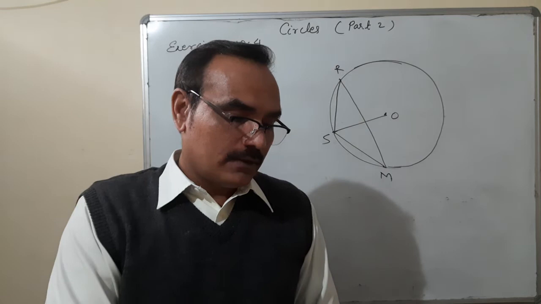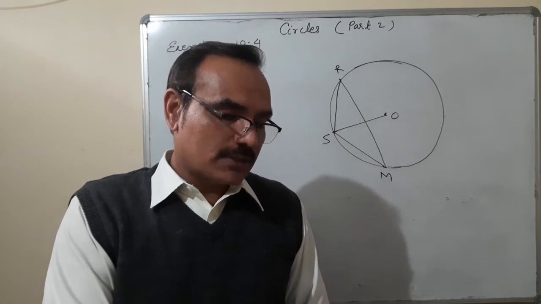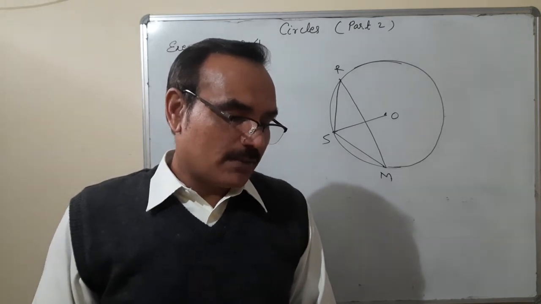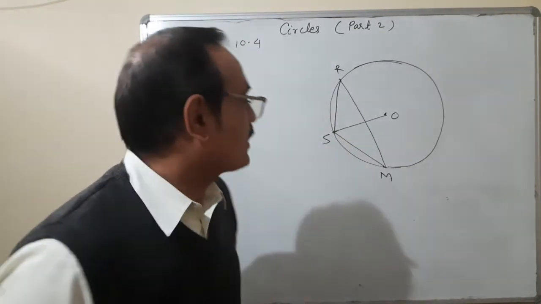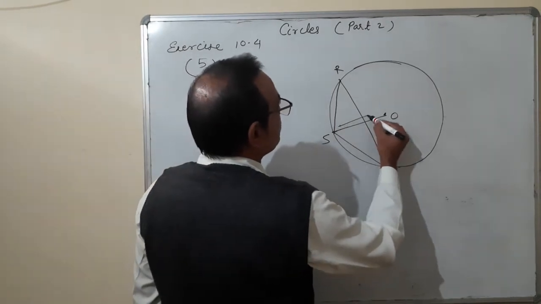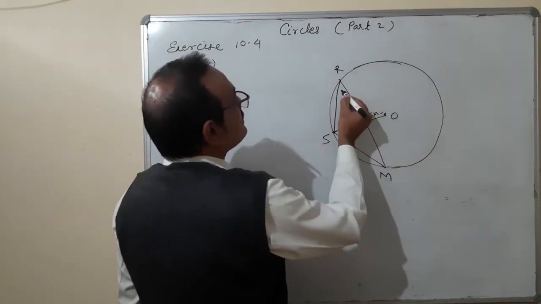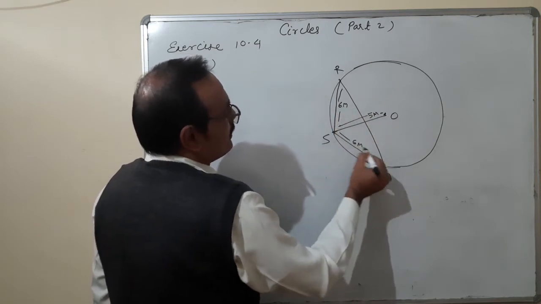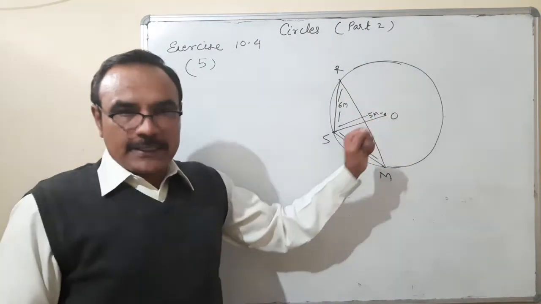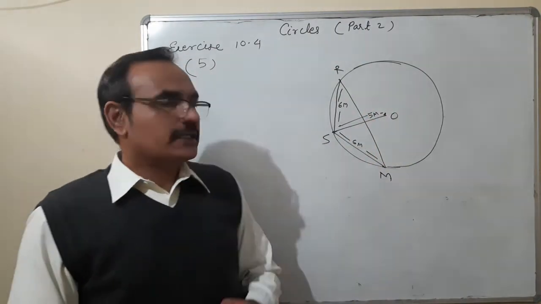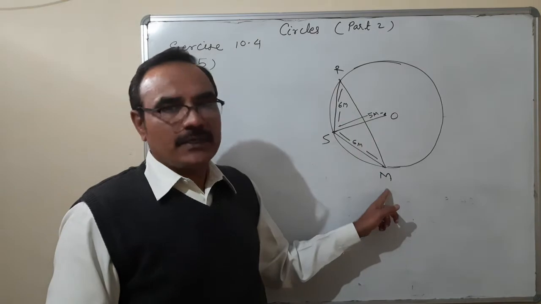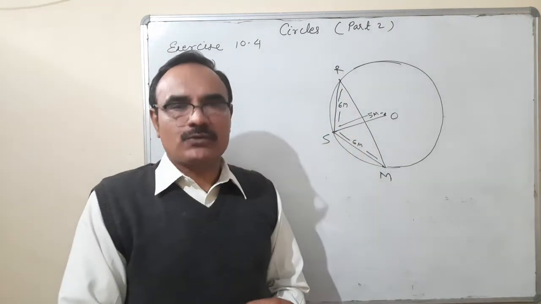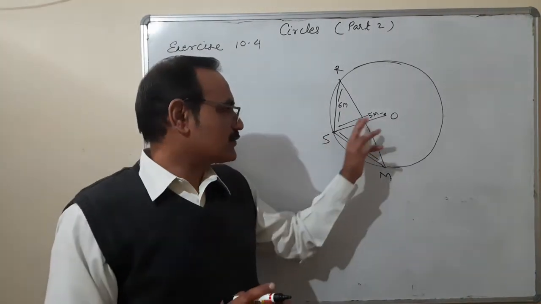5 meter park, Resma throws a ball to Salma, Salma to Mandeep. The distance between Resma and Salma, between Salma and Mandeep is 6 meter each. This is 5 meter, and it is 6, here is also 6 meter. The diagram is clear. There are 3 girls, Resma, Salma, Mandeep, initials I have written here. They are sitting on the circumference of a circular park. The radius of the circular park is 5 meter.